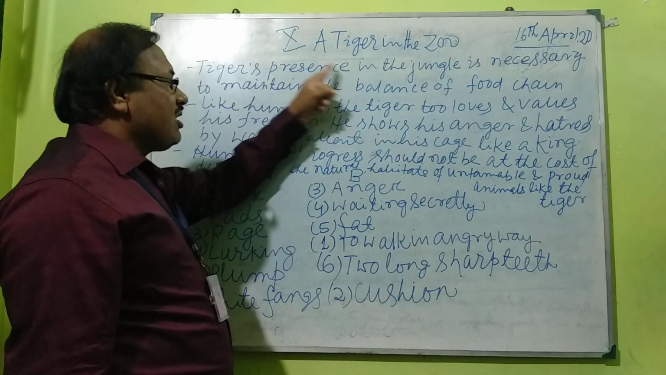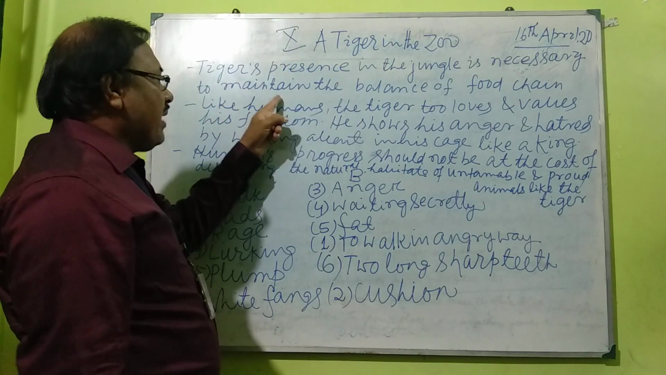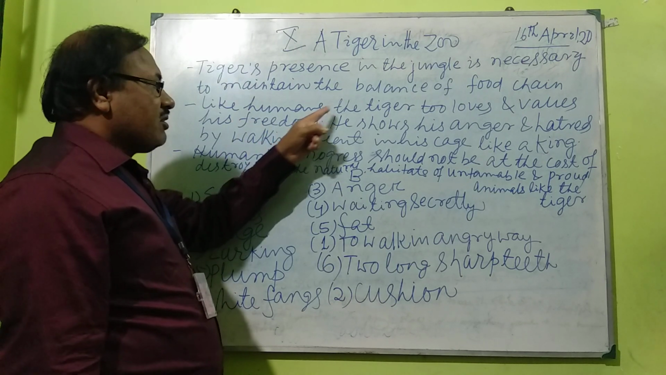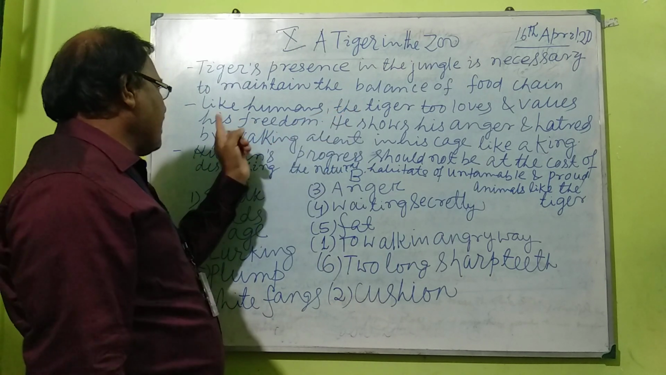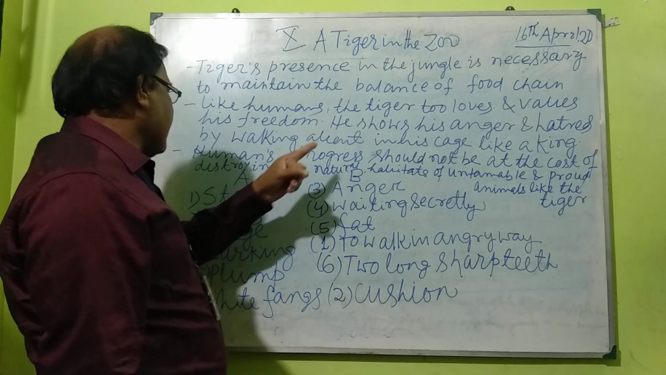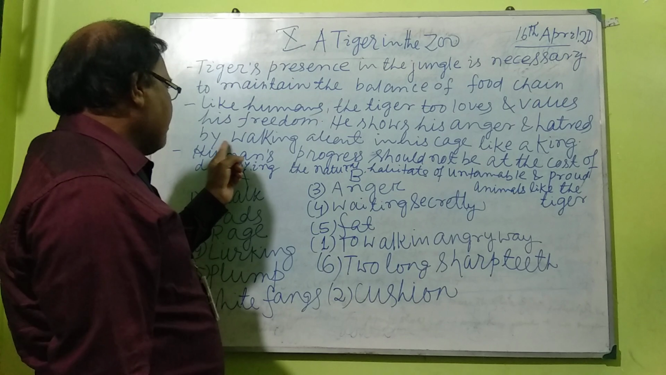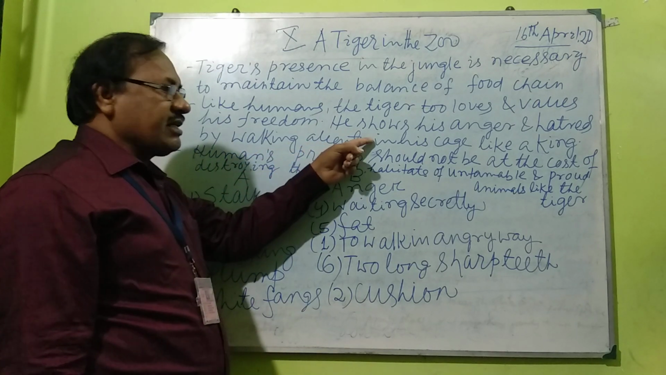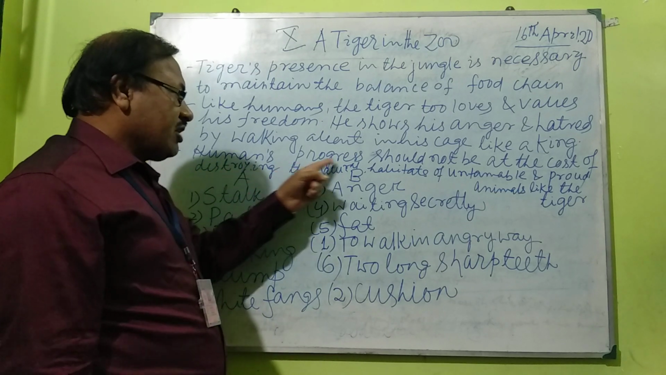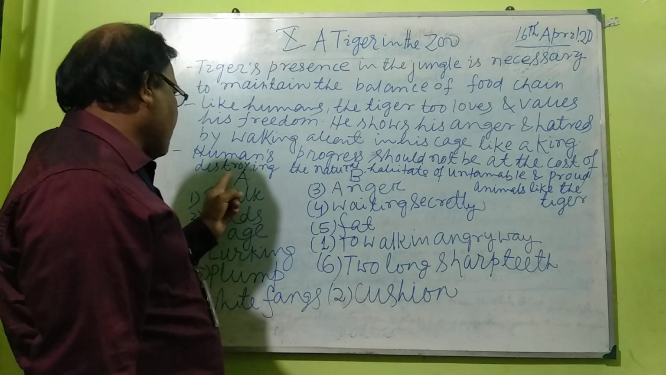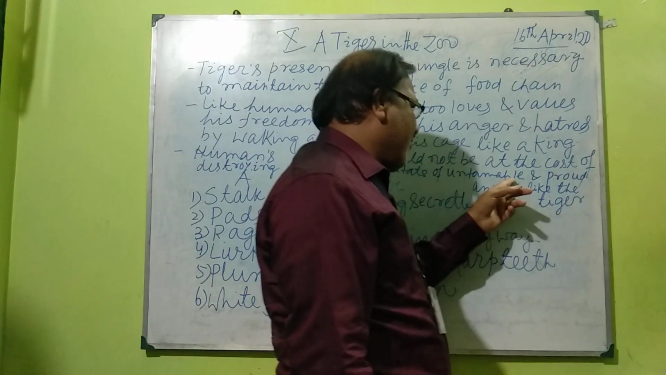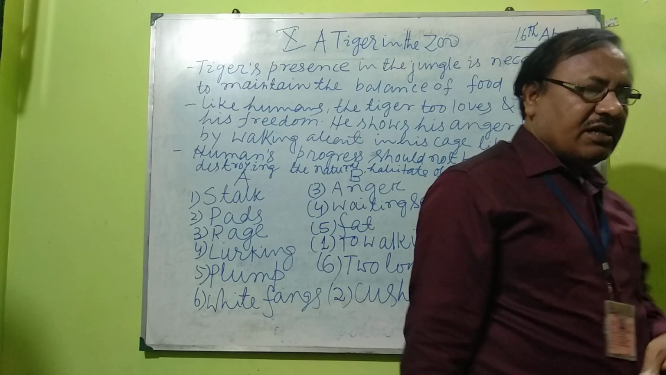Tiger's presence in the jungle is necessary to maintain the balance of a food chain. Like human beings, the tiger too loves and values his freedom. He shows his anger and hatred and defiance by walking about in his cage like a king. Humans' progress should not be at the cost of destroying the natural habitats of untamable and proud animals like the tiger.